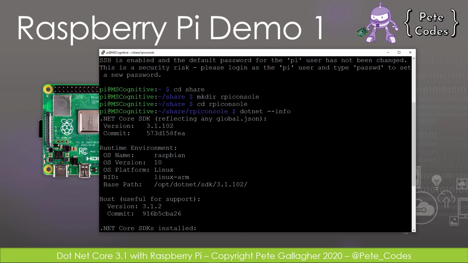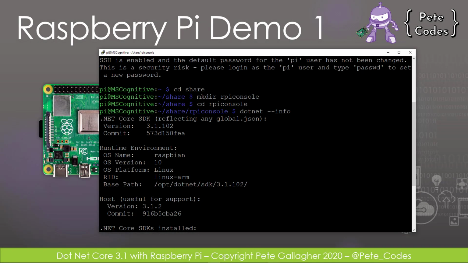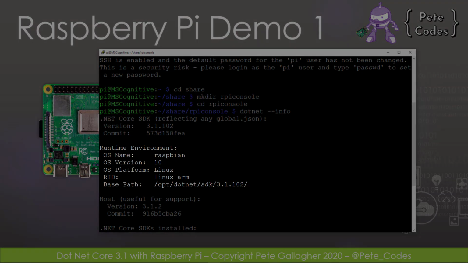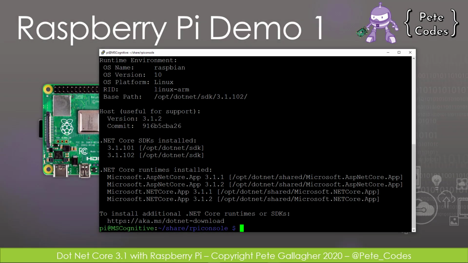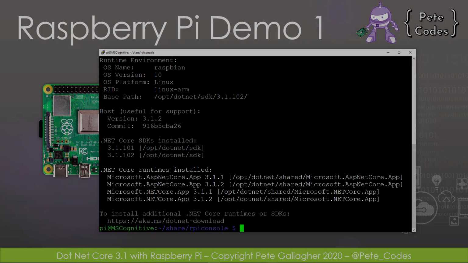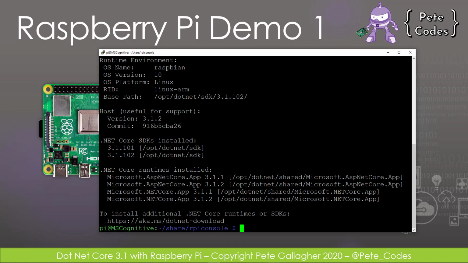And if we scroll up a little bit, then we see we've got version 3.1.102 on the Pi. And a little bit further down, we see the runtime environment of Raspbian. And then, just like on the Windows PC, it also gives us information about which SDKs and core runtimes are installed. And so, just like the Windows version, let's spin up a console app.